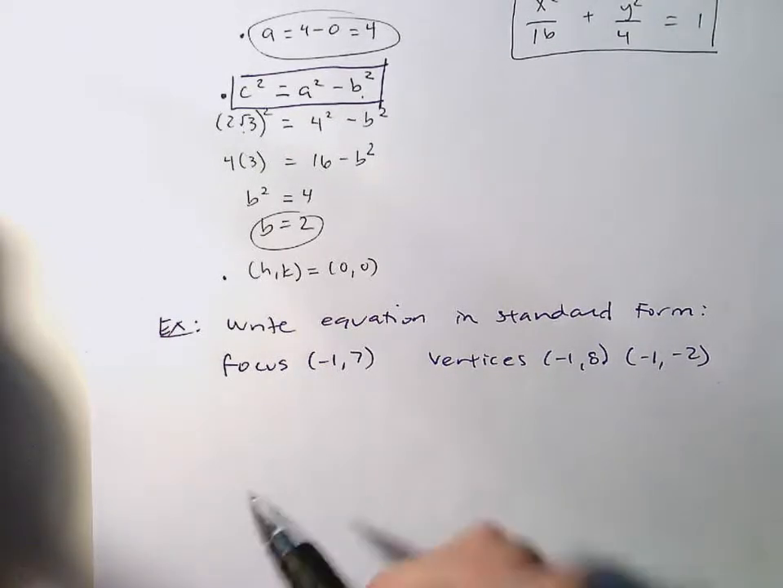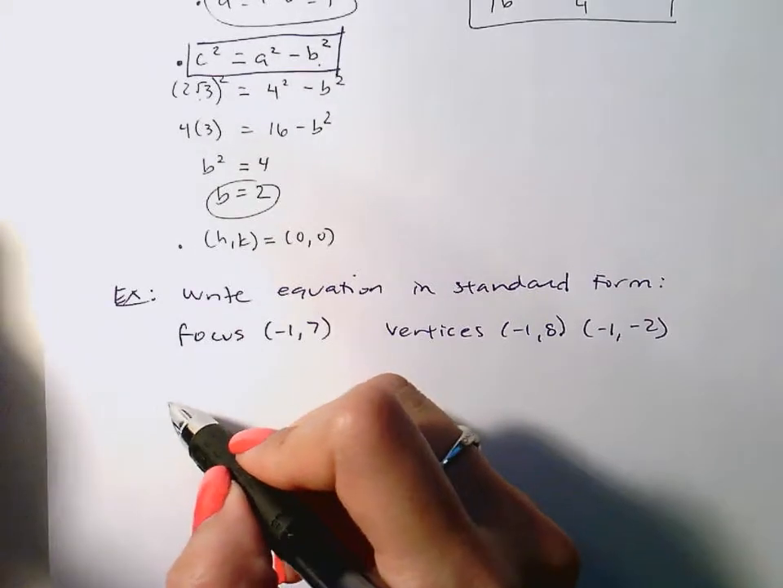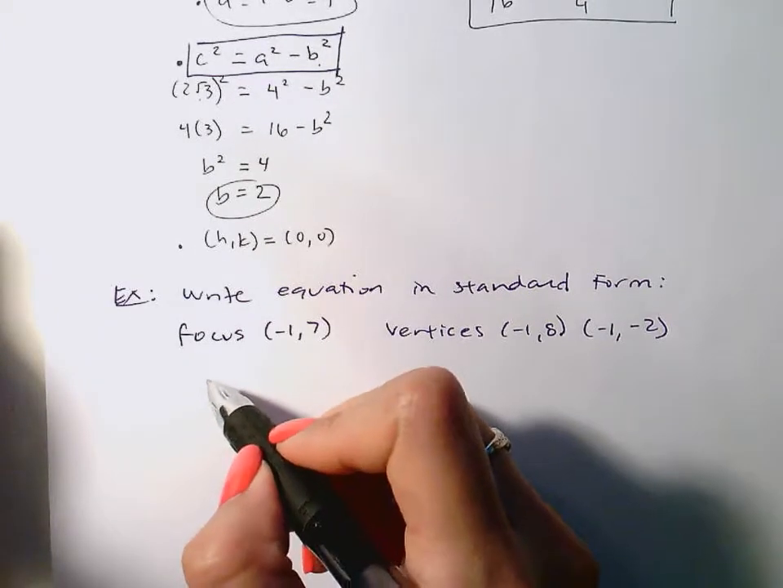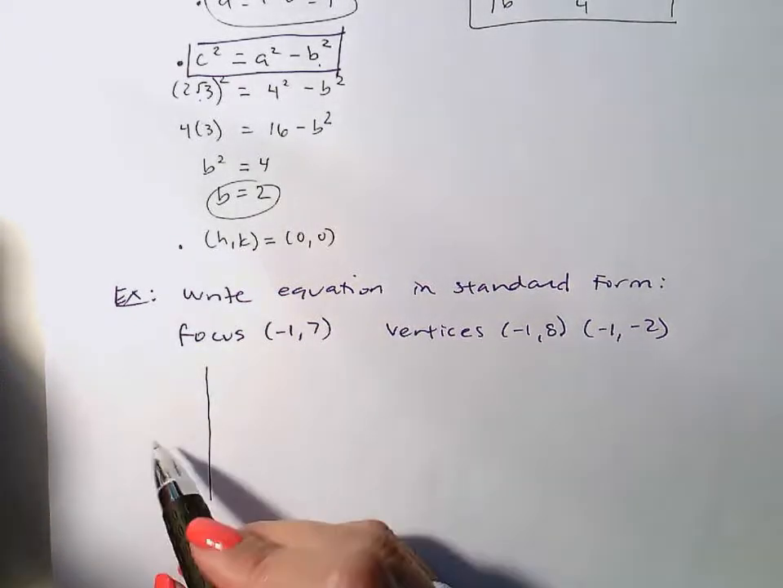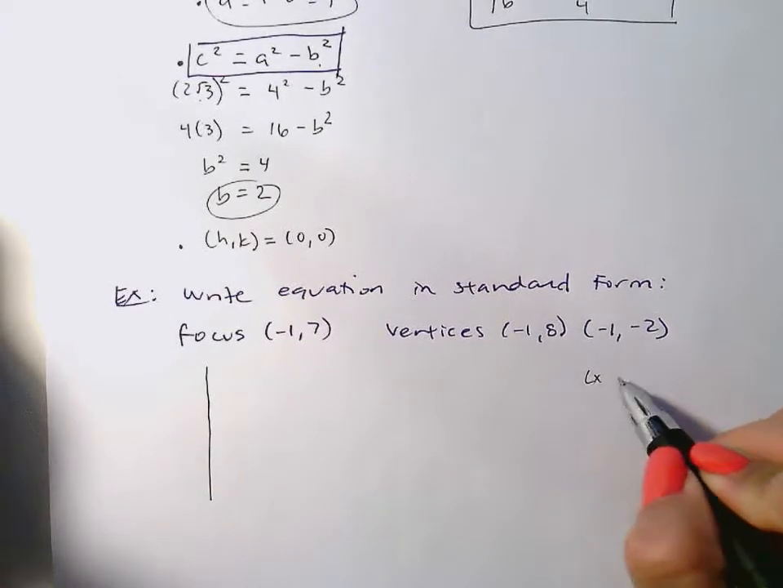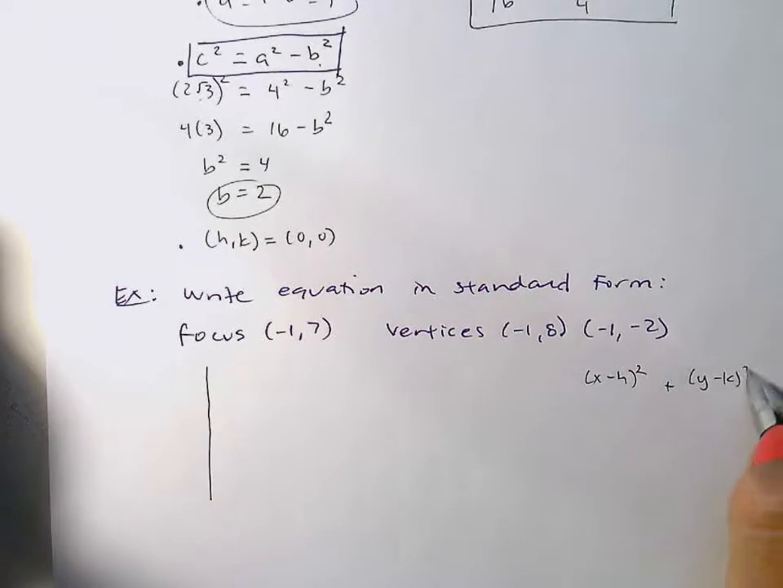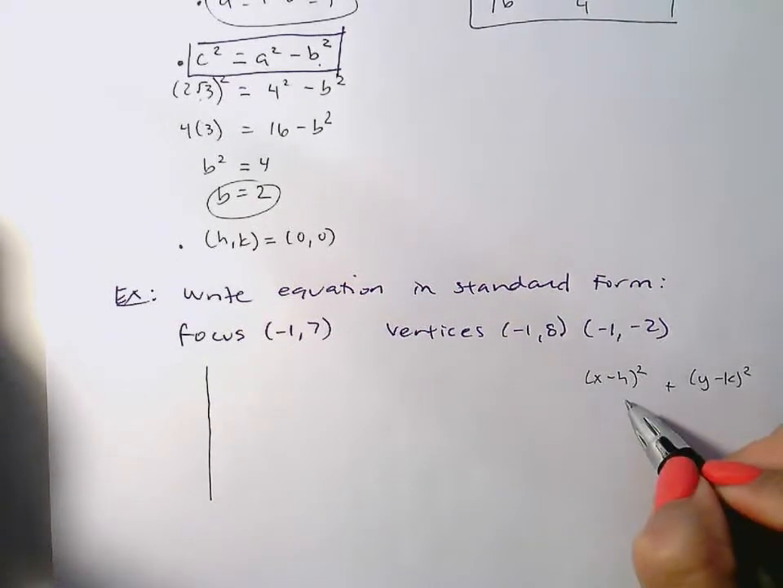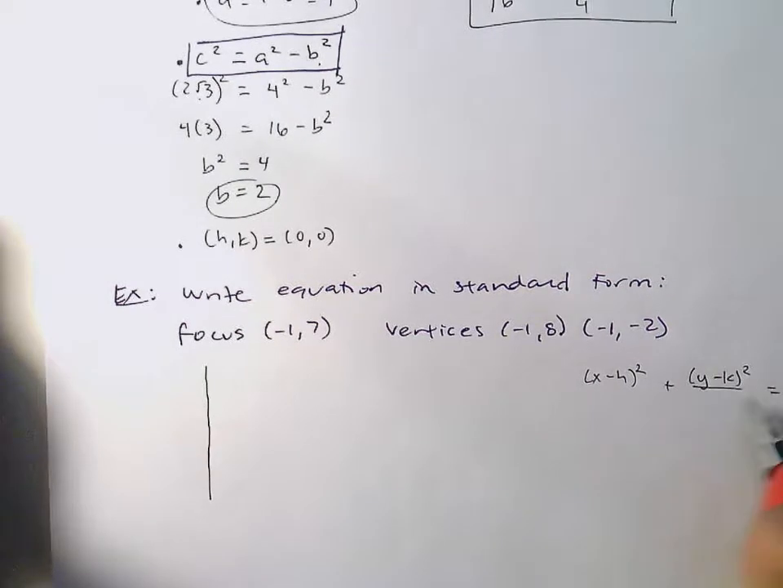Let's go ahead and draw a sketch of this. And this is going to help me determine which equation I'm going to need to use, whether the a squared is going to go under the x's, or the a squared is going to go under the y's. So it's going to be one of these two: (x minus h) squared over a squared plus (y minus k) squared over b squared, or maybe the b squared goes under the x's and the a squared goes under the y's. So let's go ahead and try to figure out which one it's going to be.